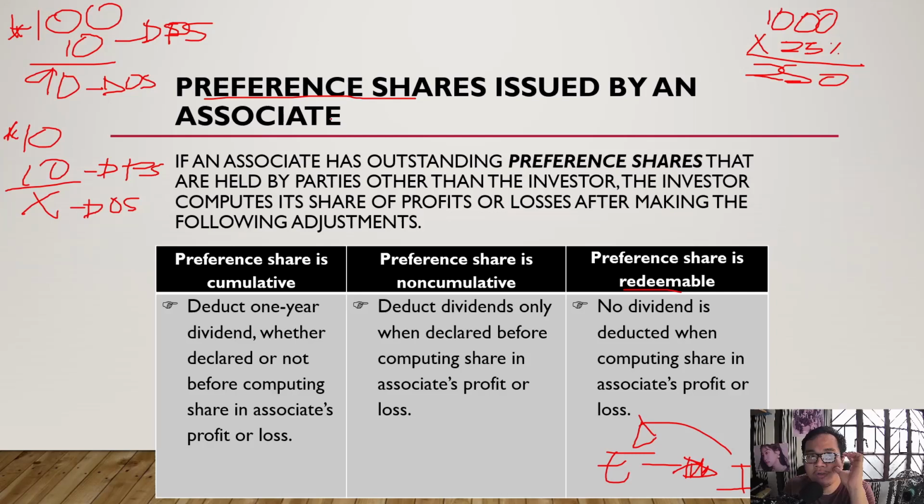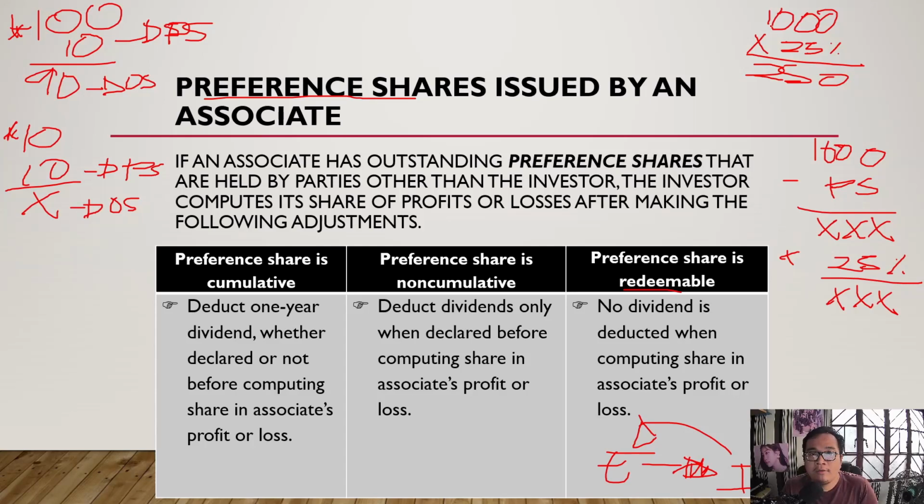Parang magiging ganito na. Yung 1 million peso, babawasan mo muna yung share ni preference share over that. Kung ano yung matira, yan na yung imumultiply mo sa 25%. Ito yung ordinary, pag walang preference share: 1 million pesos yung profit or loss times 25%, 250 sa'yo. Pero kapag may preference share, ibawas mo muna dyan, i-deduct mo muna yung share ng preference share. Then, kung ano yung matira, residual, di ba? Kasi meron kang voting power, ordinary share yan. So kung anong residual, doon mo imumultiply yung 25% interest mo para makuha mo yung share mo sa associate's profit or loss.